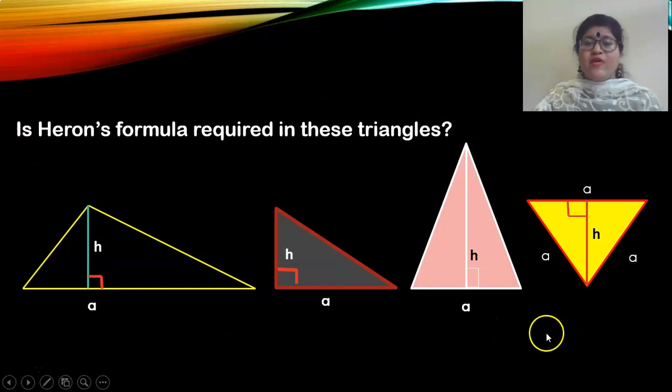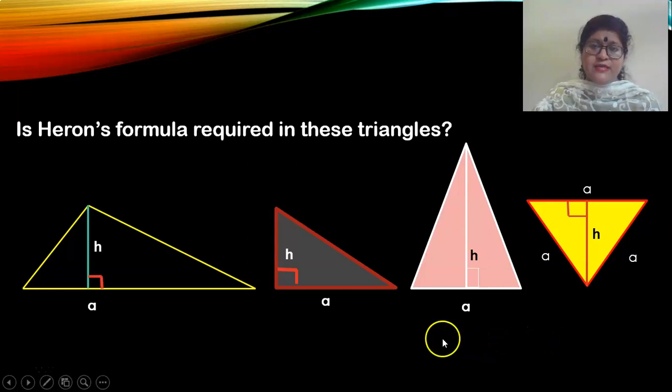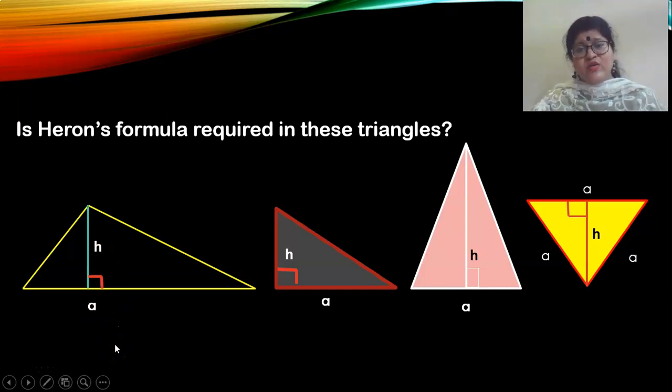Is Heron's formula required in these triangles? You've already learned in the first video lesson when to use Heron's formula. In this triangle, the base is A and the height is H. So when the base and the height is given, you need not use Heron's formula, directly use half into base into height. Same is the case with this. It's a right angle triangle, so it is half into product of the perpendicular sides. Here also the height is given and the base is mentioned, so Heron's formula is not required.